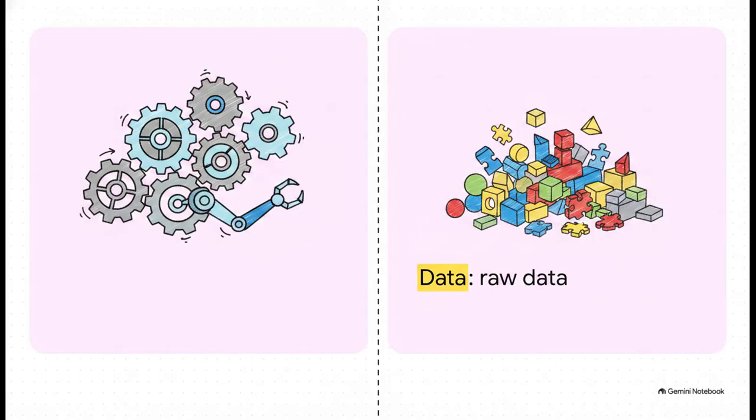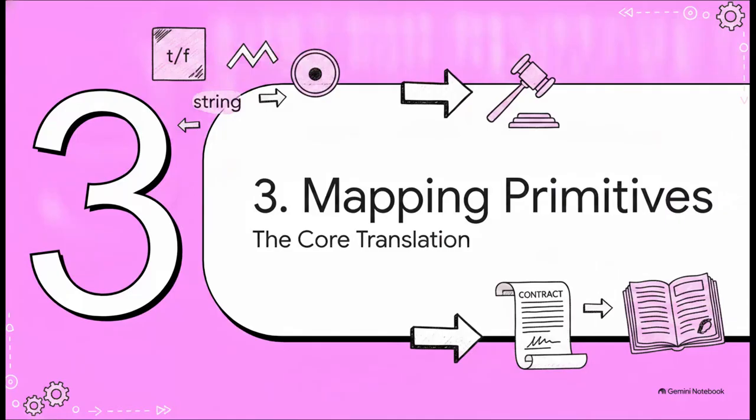Because of this shared history, we can confidently start to decouple the actual rules of a contract from the raw data that the contract evaluates. You have the machinery, which are the instructions of the logic of execution, and you have the material being processed, which is the data itself. To write effective computational law, you have to know exactly how to handle that raw material. Let's get into Section 3, mapping strings and numbers, the core translation.